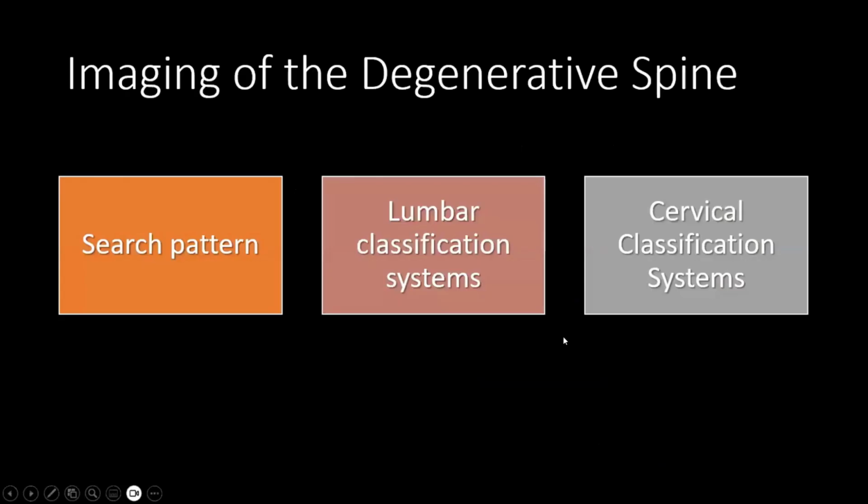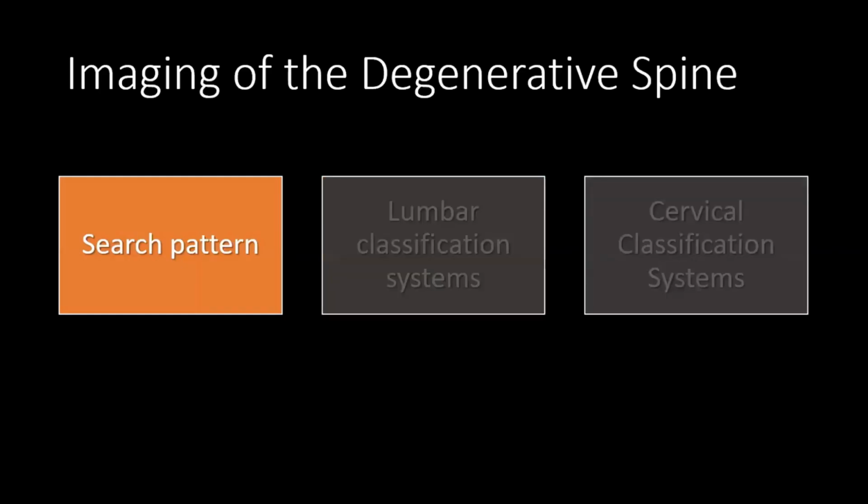Okay, so the purpose of this talk is to talk about how to be efficient at reading the degenerative spine, and then how to classify the degenerative spine abnormalities that we see in a way that's simple, reproducible, and evidence-based. So we'll talk first about how to read a spine MRI for degenerative findings.